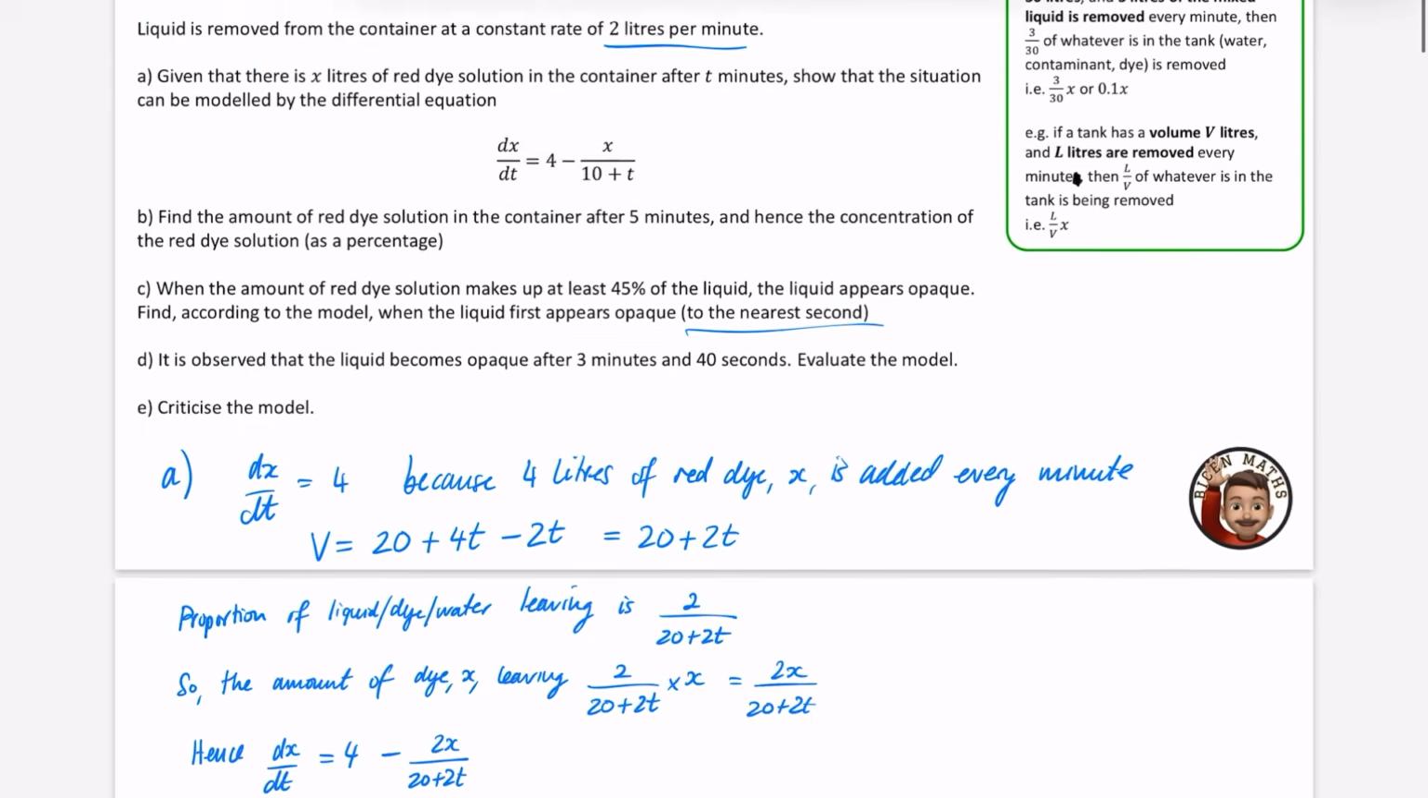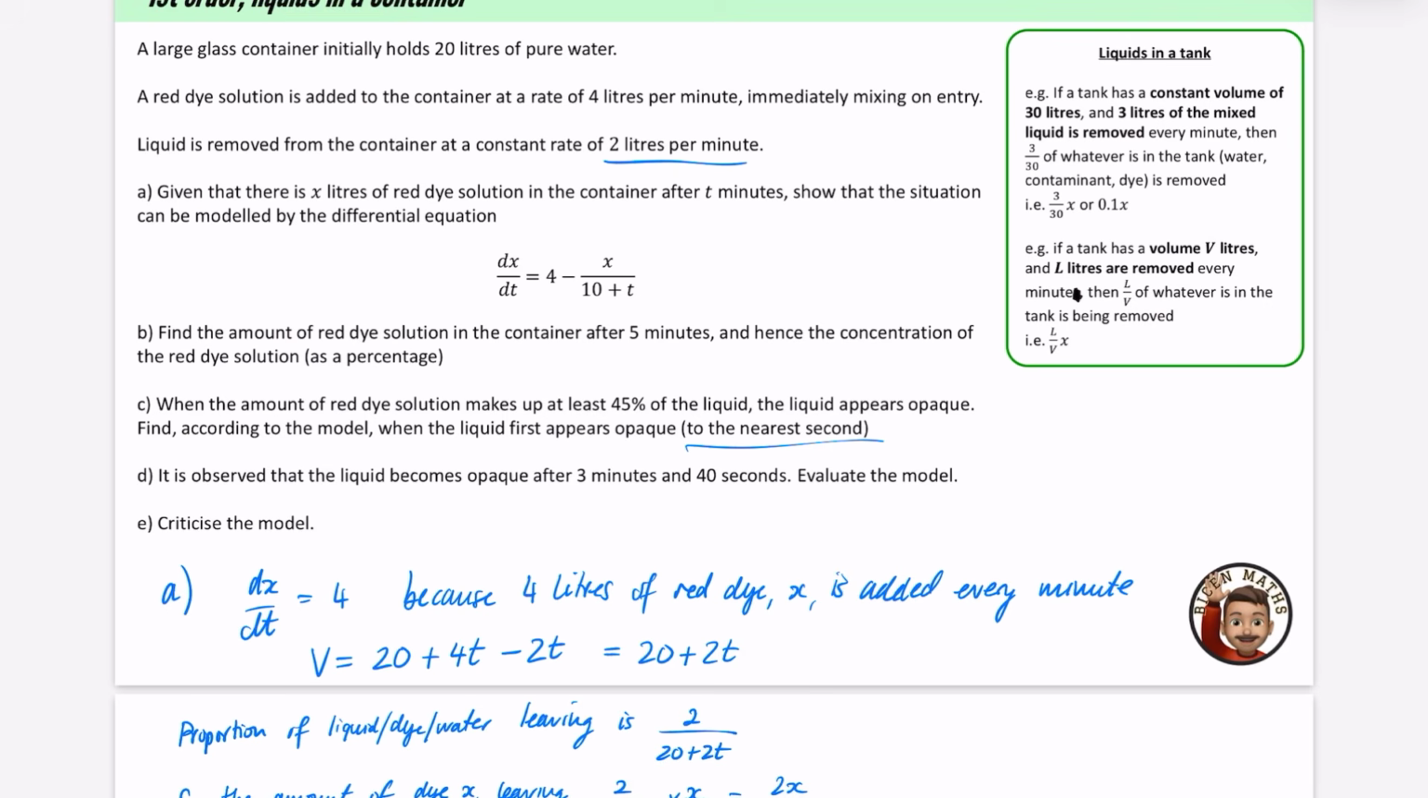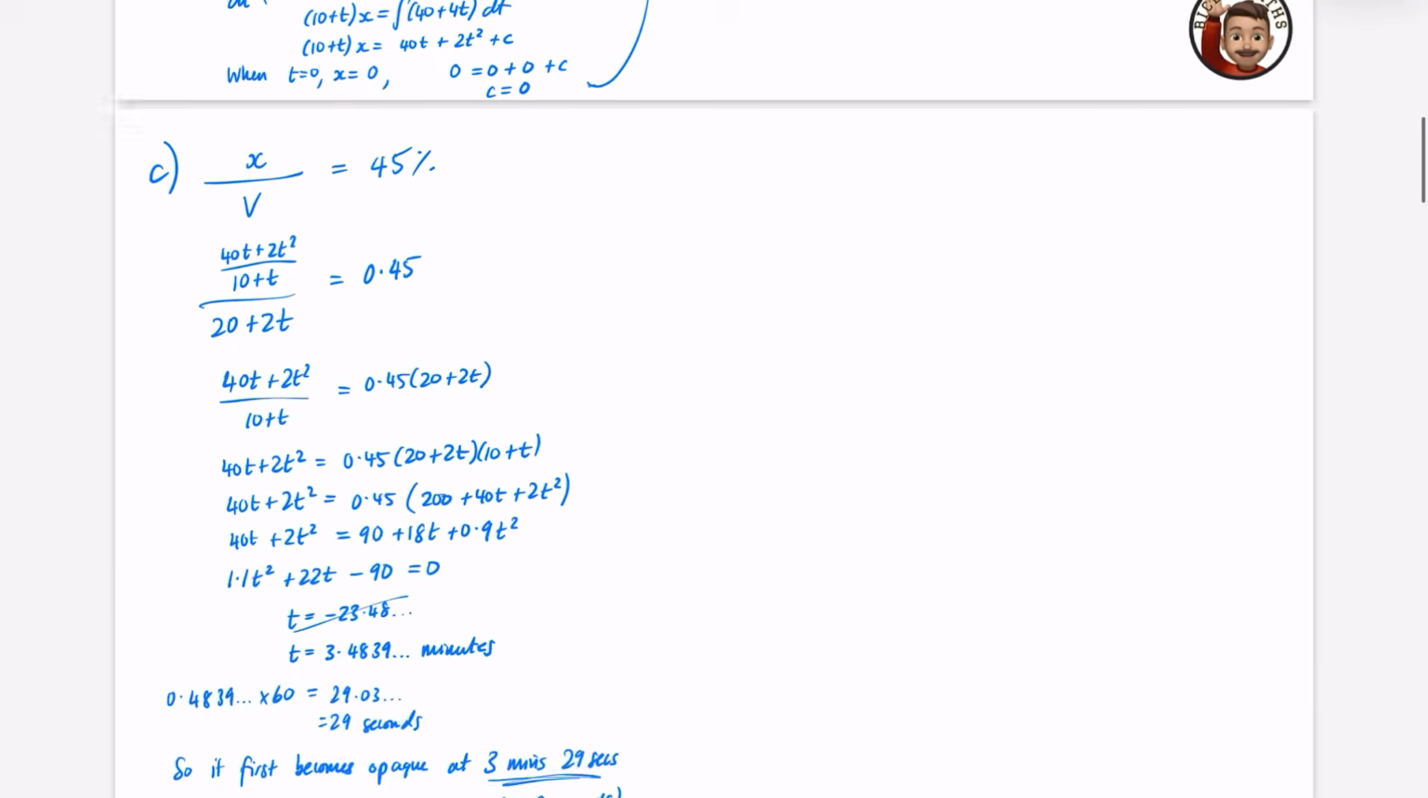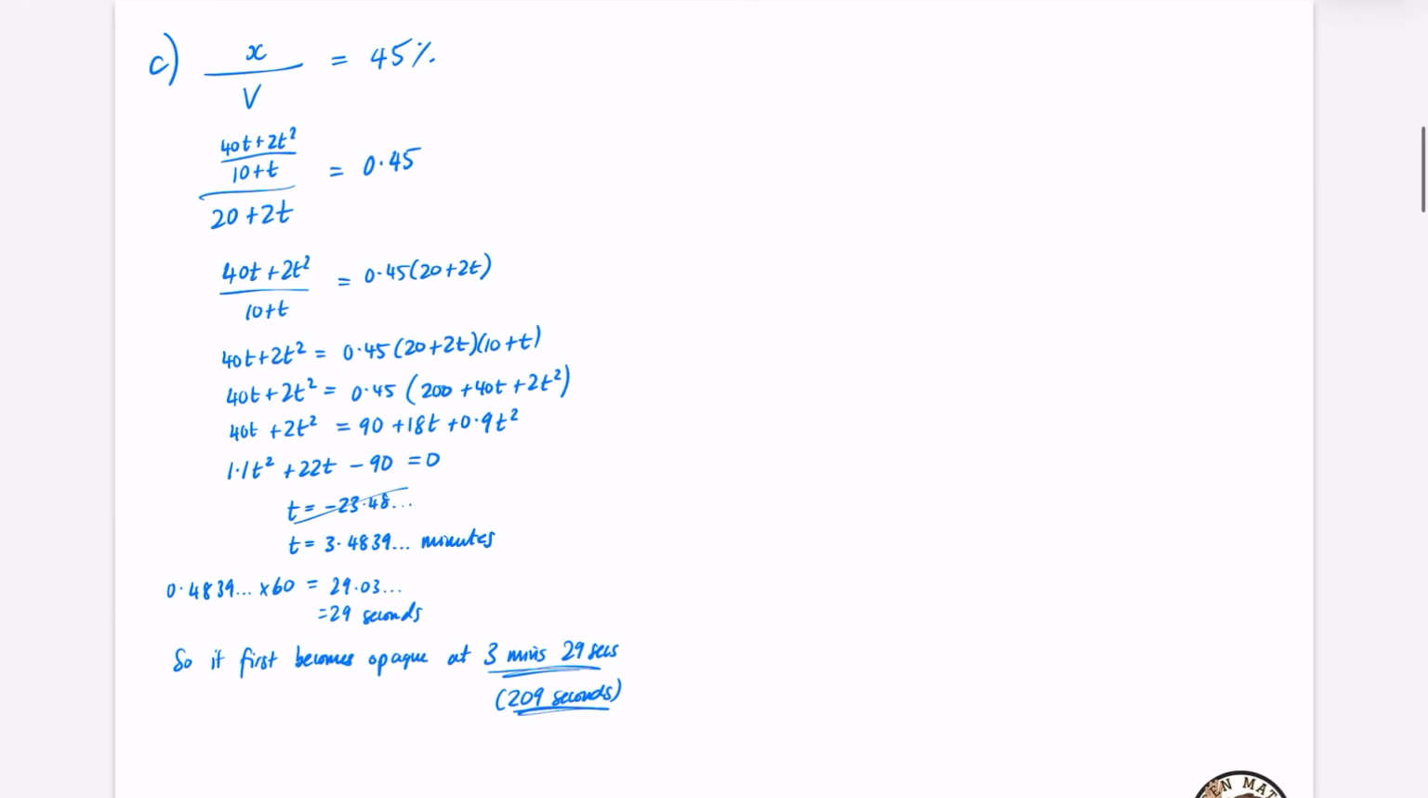And then we have part D and part E. It is observed that the liquid becomes opaque after 3 minutes and 40 seconds. Evaluate the model. So we said it was 3 minutes and 29. In reality, it is saying that it's after 3 minutes and 40 seconds. So 3 minutes and 40 seconds, we're going to compare this to 3 minutes and 29. We just said that 3 minutes 29 seconds was 209 seconds. So 3 times 60 plus 40 is 220 seconds.